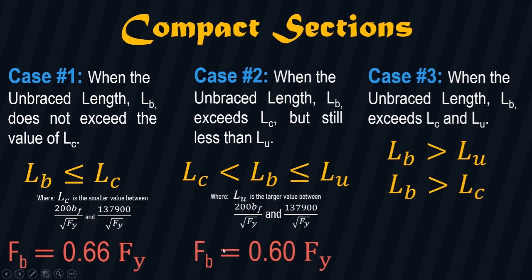Take note of the difference. For case number 1, FB is 0.66 Fy. For case number 2, FB is equal to 0.60 Fy. What you need to remember here is that for case number 1, LB is less than or equal to LC. For case number 2, LB is somewhere in between the value of LC and LU. And for case number 3, that is when the unbraced length LB exceeds both LC and LU. But for this video, we will not discuss case number 3 because it is further subdivided into 2 cases. That would be in another video.